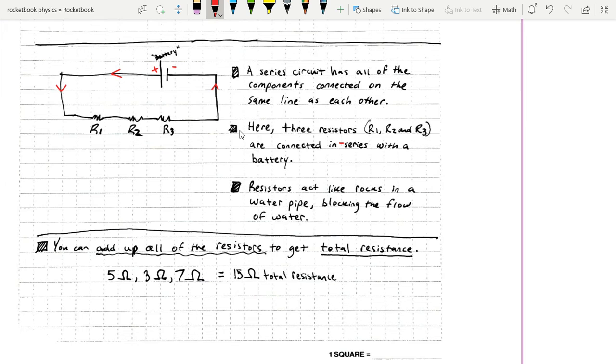Resistors are going to act like rocks in a water pipe. You've got a pipe full of water, and you turn on the flow, and the water goes no problem. Turn off the water, stick a bunch of rocks in there and sand, and then what happens? You cut off the flow. It doesn't want to flow as easily because the rocks are resisting the flow.